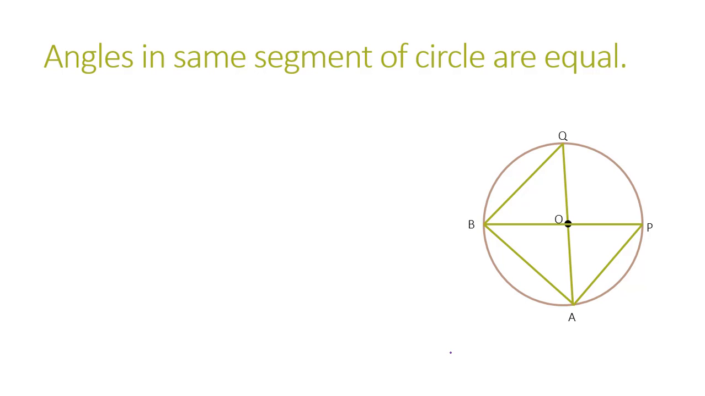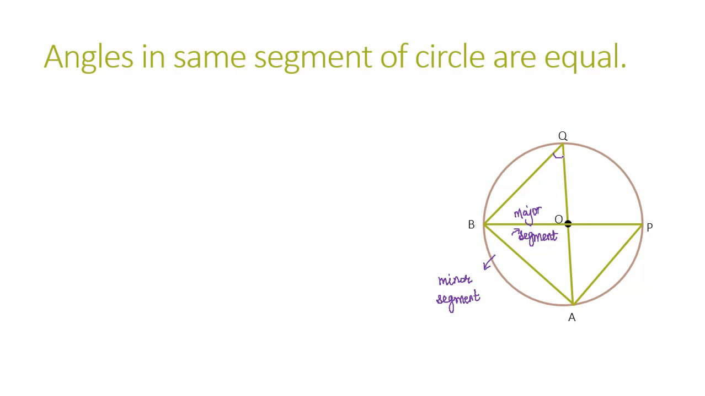Angles in the same segment of the circle are equal. It is very important to know what segments are. Here this is the arc AB and this is the chord AB. Now the chord AB divides the circle into two segments. The smaller part is called the minor segment and the bigger one is called the major segment.